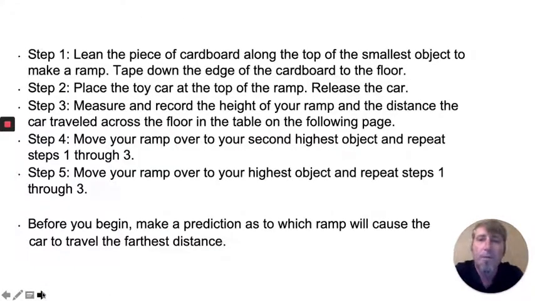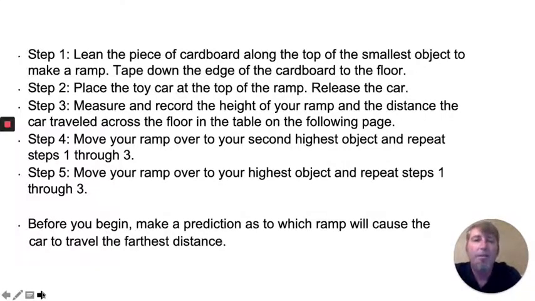Step 1. We're going to lean the piece of cardboard along the top of the smallest object to make a ramp. Tape down the edge of the cardboard to the floor if you need to. Step 2. Place the toy car at the top of the ramp. Release the car. Step 3. Measure and record the height of your ramp and the distance the car traveled across the floor in the table on the following page.